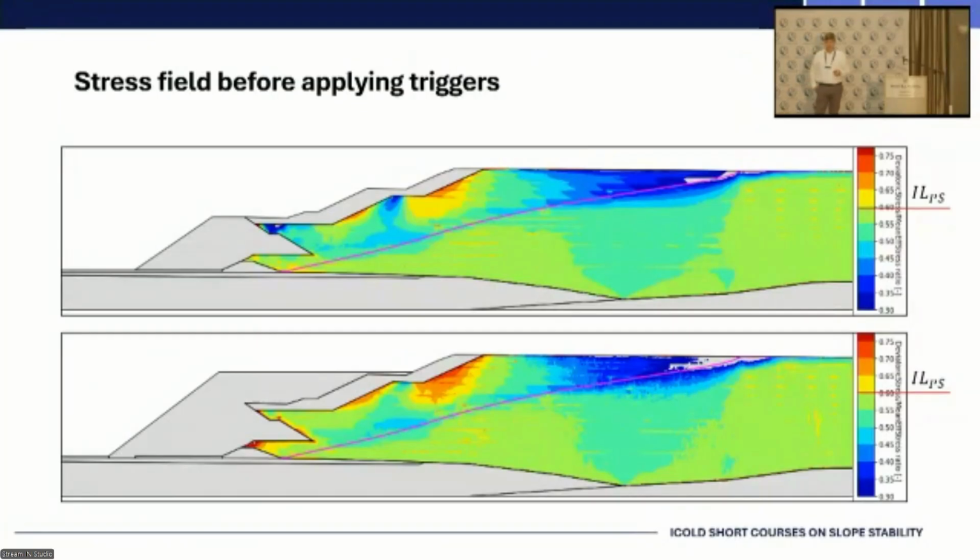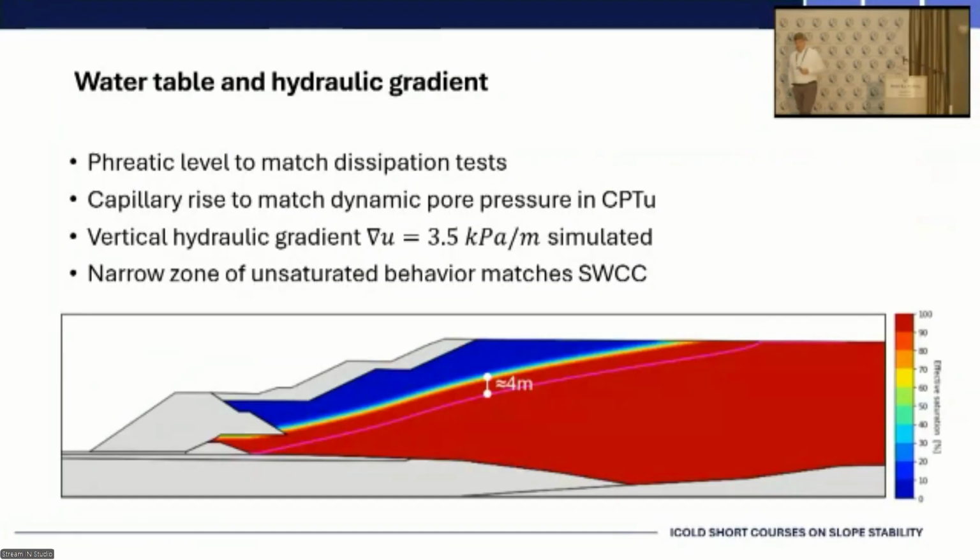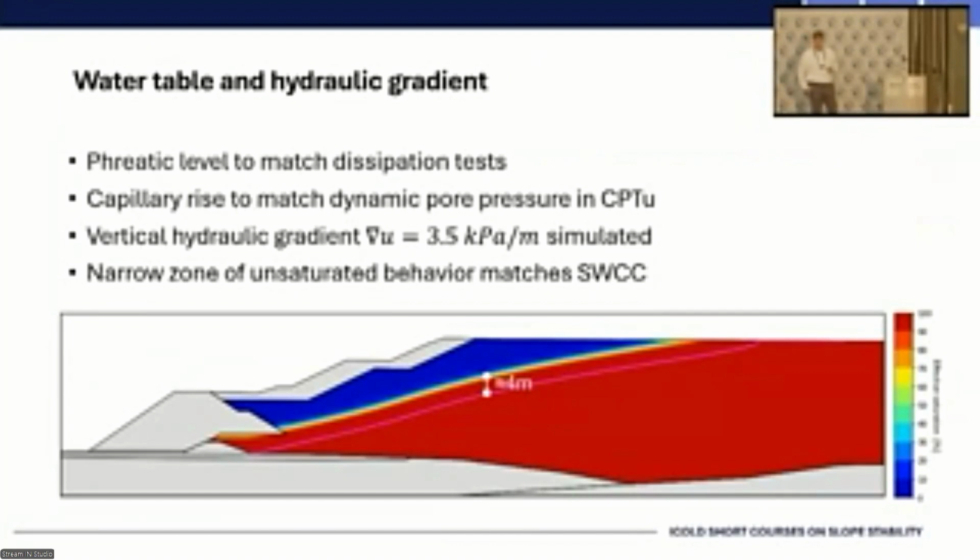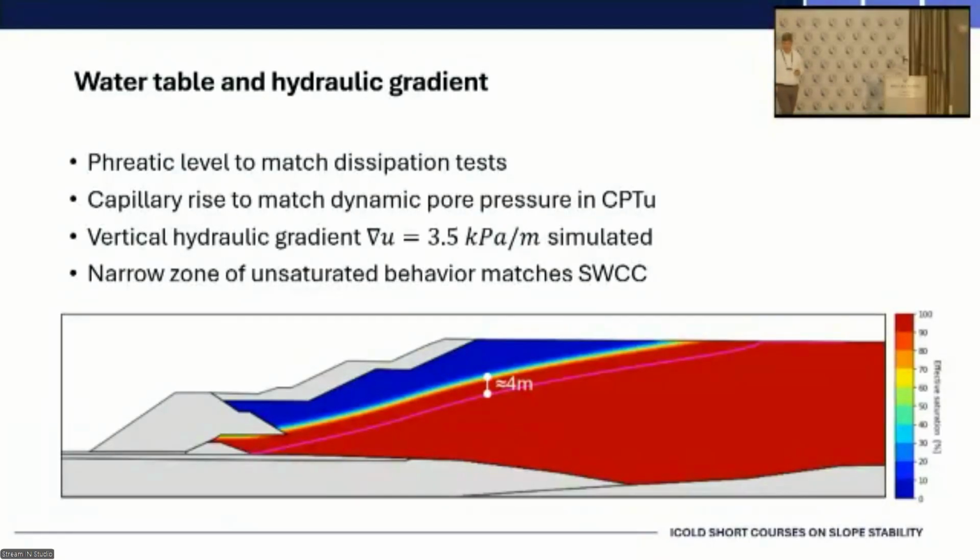So we start from here, and now we have the problem with the water table. In this particular place, we need to match the dissipation test because we have a lot of dissipation test data, and we use that to match the phreatic surface. And we have the capillary rise, those 4 meters, and we can calibrate to match those using the dynamic pore pressure U2 from the CPTU. You might remember the presentation by Andy yesterday.